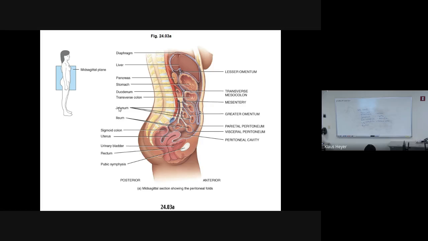With the heart, we call it pericardium. With the lungs, we call it pleural. You can see people with pleuritis. Whenever they're breathing in, it hurts a lot. The other thing that you're going to see people with, where it hurts a lot, is peritonitis. So, peritoneum.